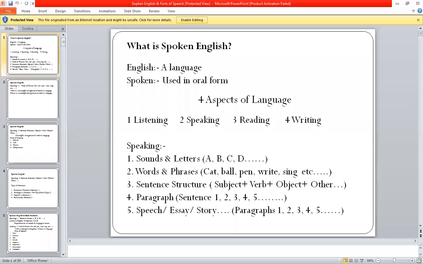Let me share the screen. Is this screen visible to all of you? Screen दिसते का सगळ्यांना? Yes. Okay. So as all of you can see this screen, okay.